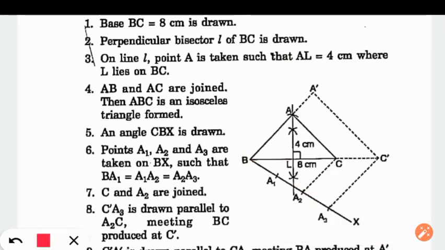Take any arc, take any radius, put the compass at the point B, cut here and name it as A1. Now with the same arc, or you can say with the same radius, put your compass at the point A1, then cut another arc. Like this you will divide Bx into three equal parts. So see in the figure we have A1, A2, A3.